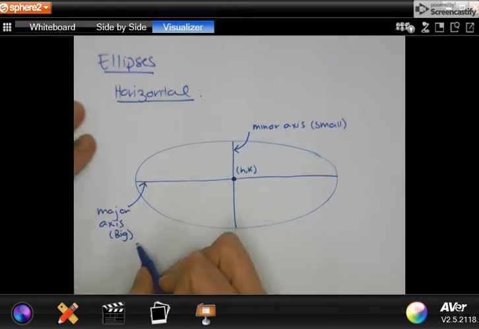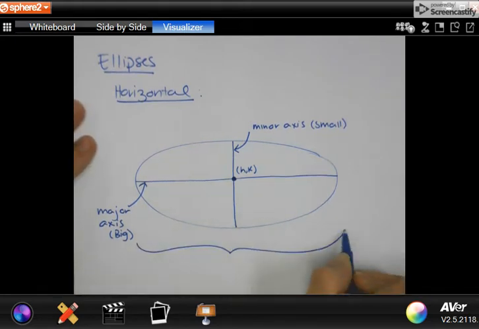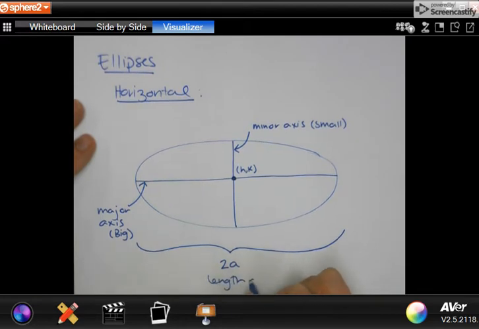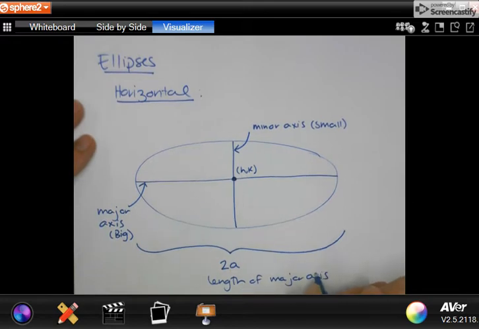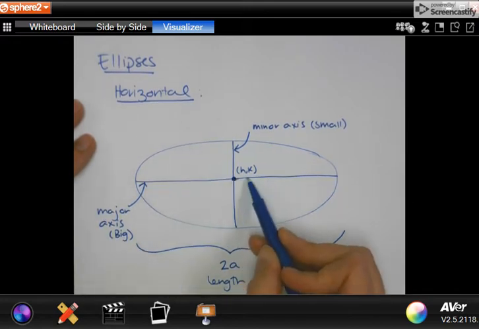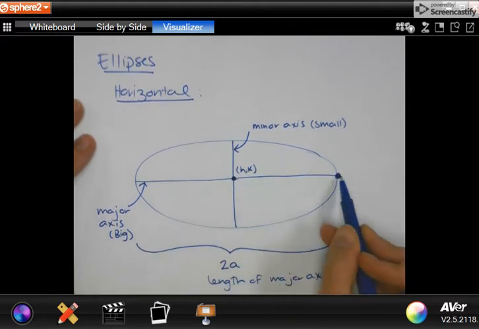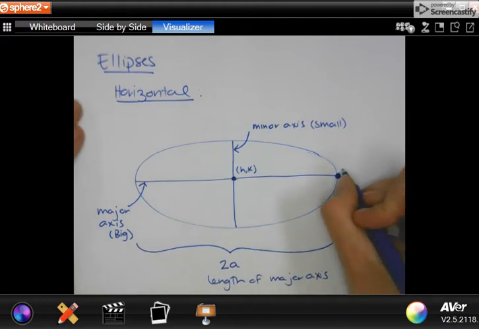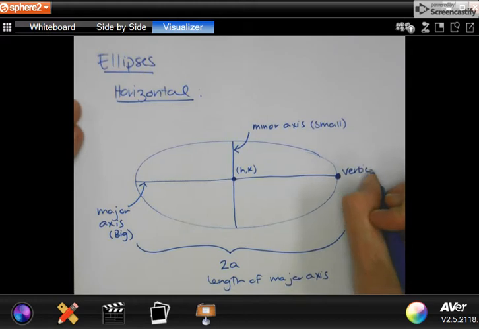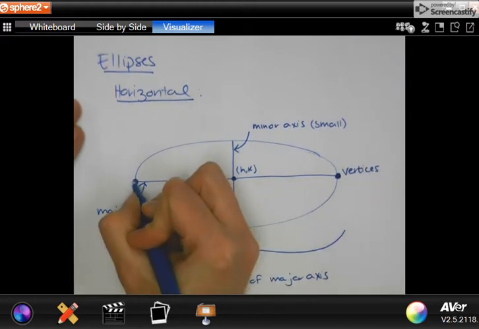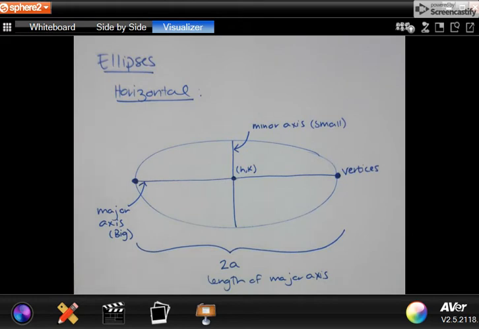So a couple other things. The major axis is labeled as 2a, which is the length of the major axis. What that means is from the center out to this point is half of the length. So from the center all the way out to here is just a distance of a. This point right here, these are called the vertices, and there's one on each side of the major axis.